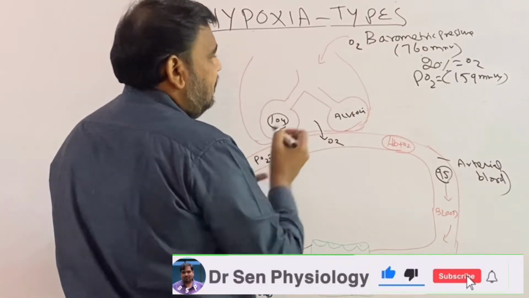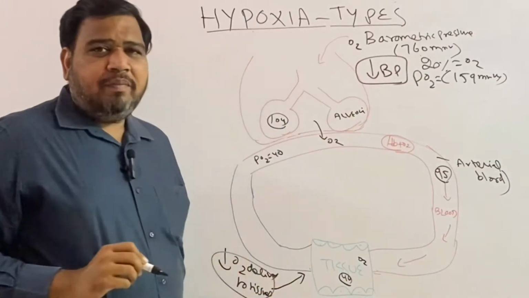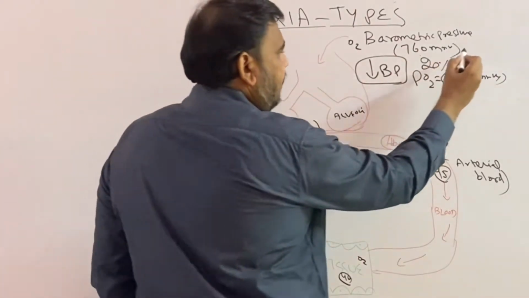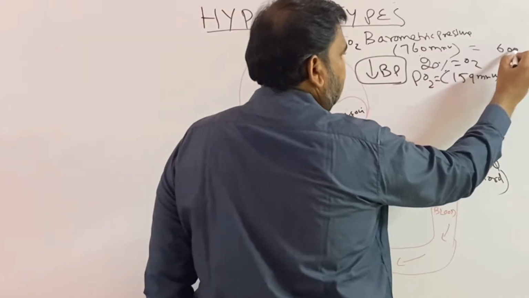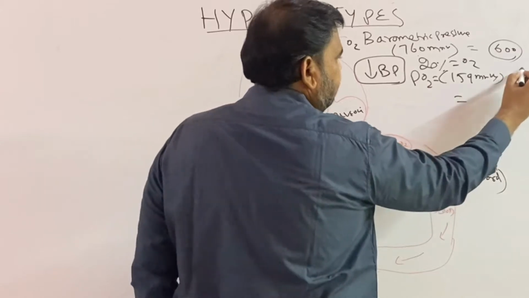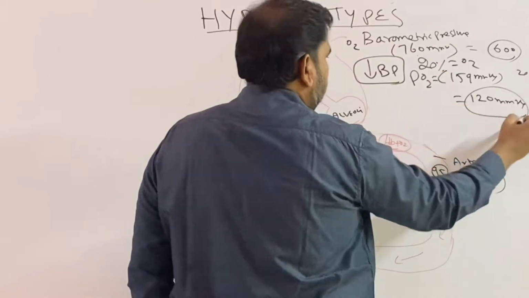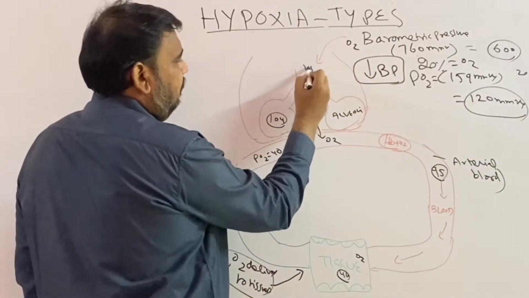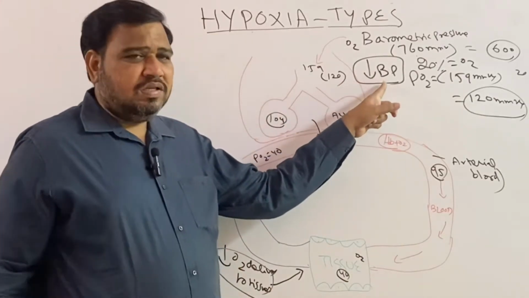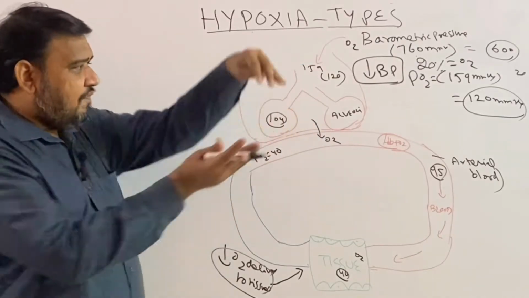listen here. If there is a decrease in barometric pressure, or otherwise the atmospheric pressure, which is 760, imagine it is becoming 600. What will happen to the partial pressure of oxygen? 20% of 600 will be around 120 millimeter mercury. So instead of 159, it becomes 120. Are you able to understand? Whenever the barometric pressure is decreased, the partial pressure of oxygen entering the alveoli is decreased. So the first step itself is gone.